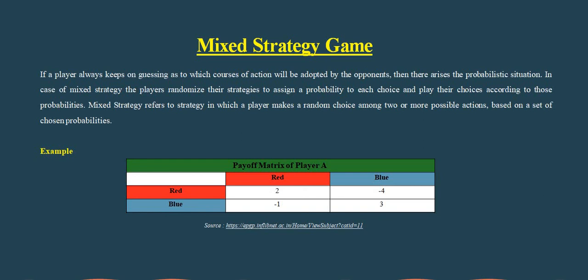So in this case, player A would not choose red in each play, because if player B chooses blue, B wins 4 points. Similarly, player B would not choose blue always, hoping to win 4 points, because player A could counter the situation with a blue and win 3 points. So in such a situation, the players would play each of their choices only a part of the time. This would be a case of mixed strategy.